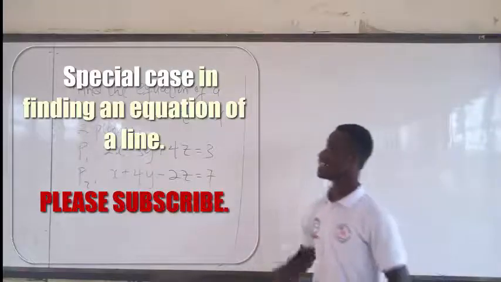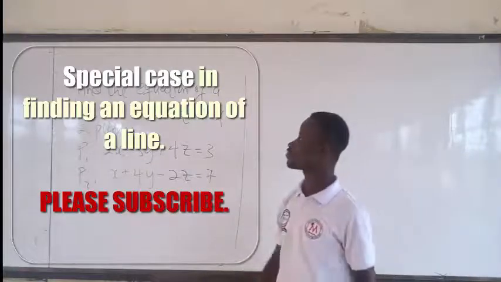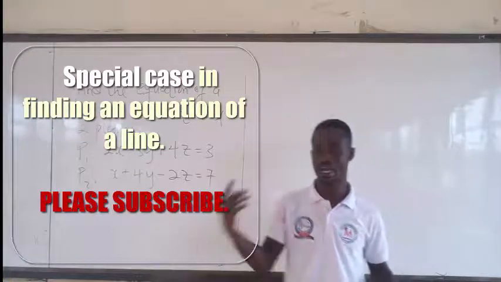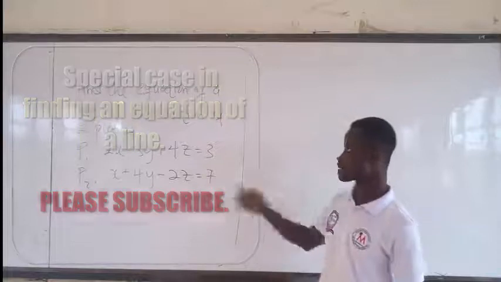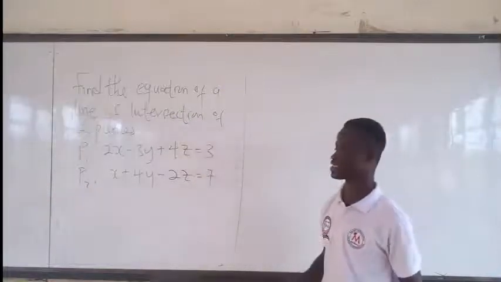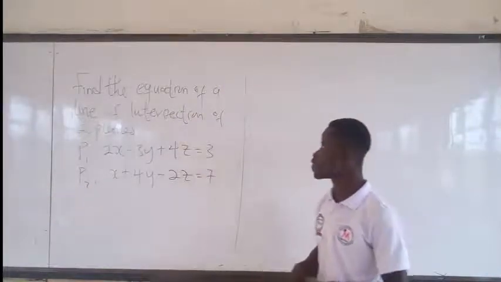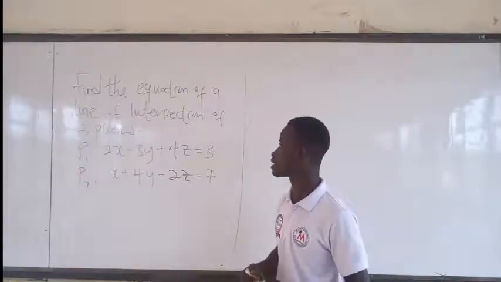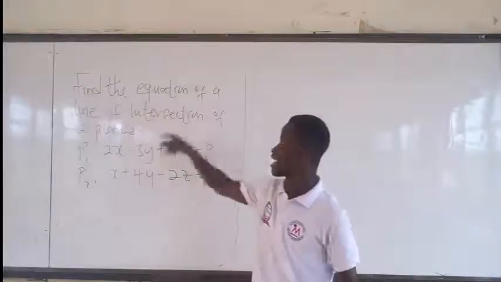Now, let's look at this question. We have to find the equation of a line of intersection of two planes. The first plane is that, and the second plane is that. So first of all, you have to know that we are finding the equation of a line.